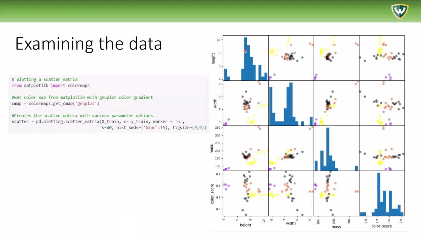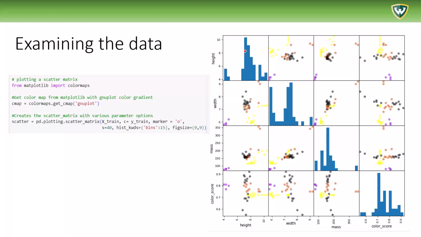Another important way to examine the data is to see the distribution of the data for different kinds of tests, but also to understand which variables are associated with each other. And here we can use color maps from matplotlib and create a scatter matrix. So it's kind of like a scatter plot matrix.